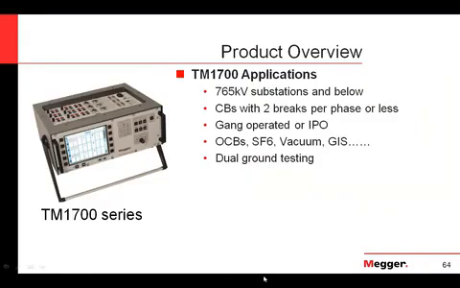Then as you go up to higher voltage, 765 kV, this one, the TM1700, will handle 2 breaks per phase or less. It can deal with gang operated or IPO circuit breakers. So oil circuit breakers, SF6, vacuum. One thing I'll mention, GIS, and regularly we have an option where you can do dual ground testing, where you time a breaker with both sides grounded.